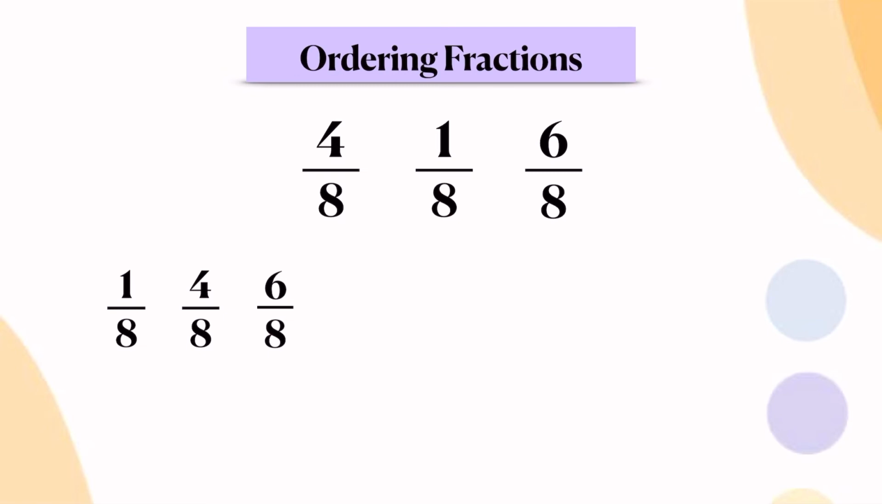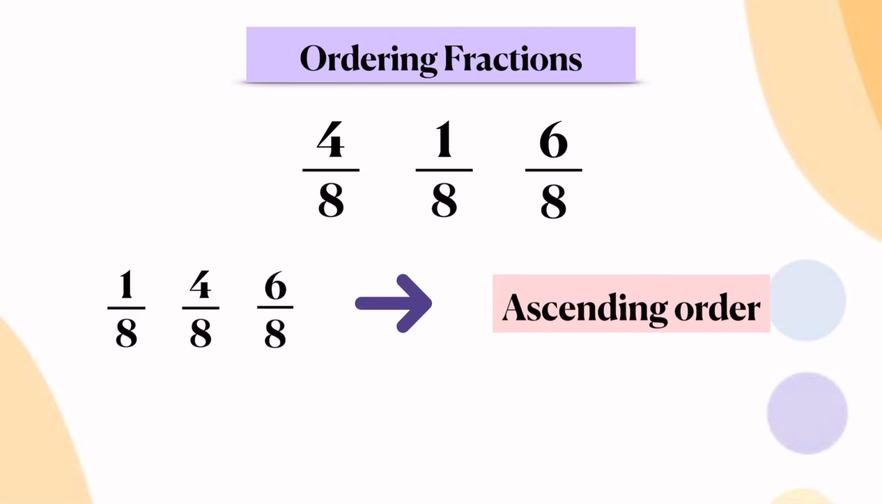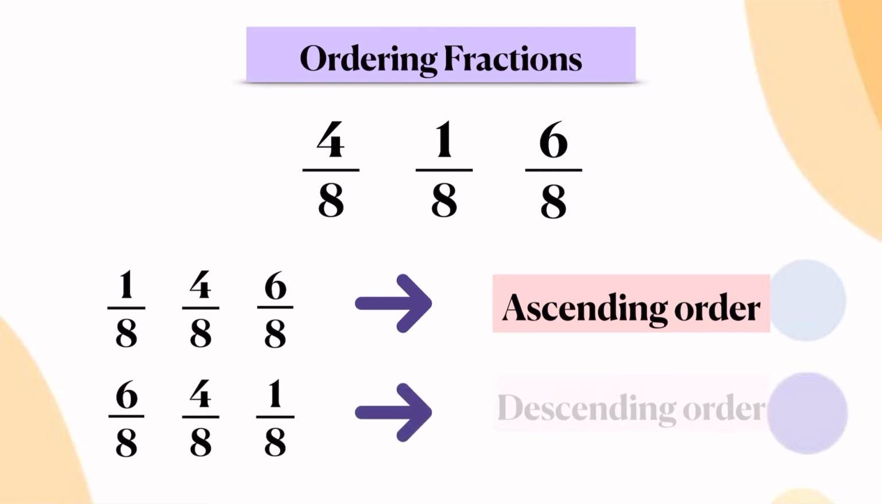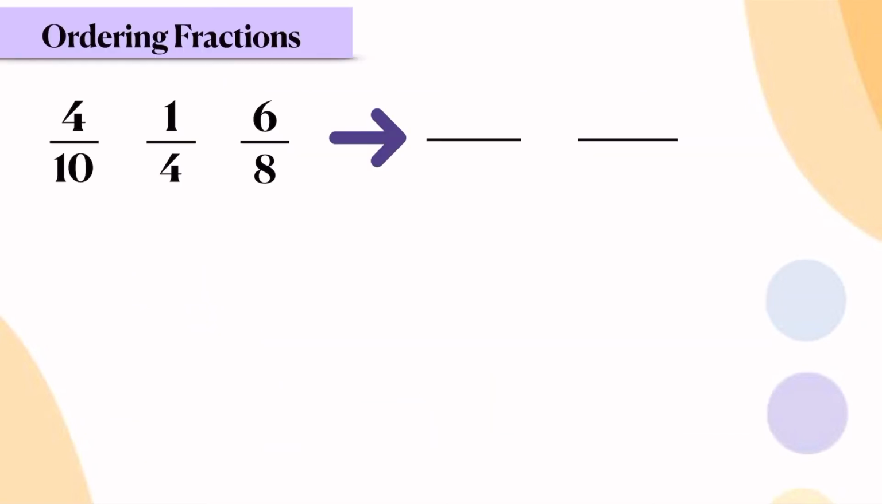So these three fractions are ordered in ascending order. Ascending order is when you arrange fractions from the smallest to the biggest, and the opposite, when you arrange from the biggest to the smallest, we call descending order. Very easy. Now I want you to order these three fractions.